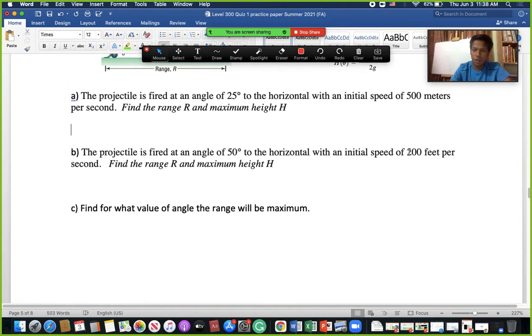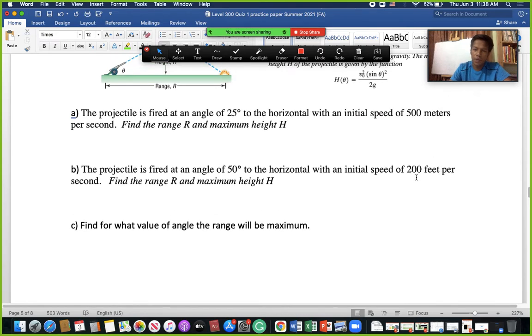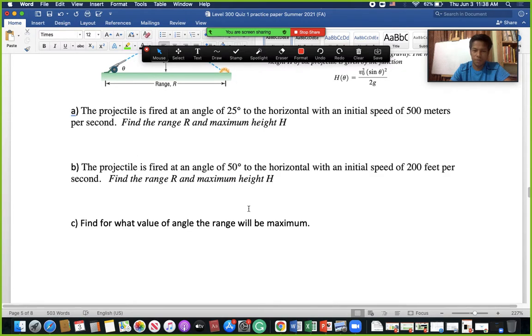This is a number. This is meters per second. This is feet per second, so the maths are slightly different. You will have to find this out for 200 feet and this angle. You will have to find out the range and maximum height.